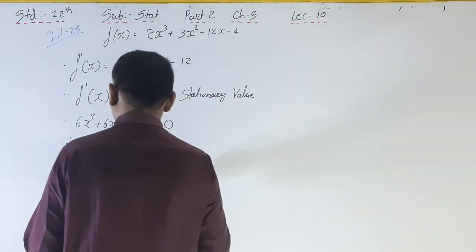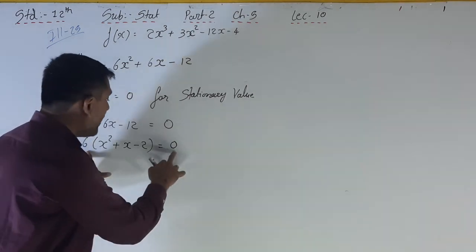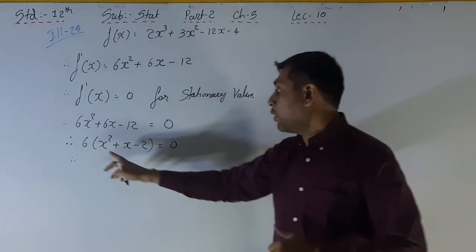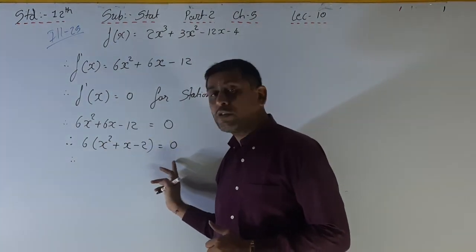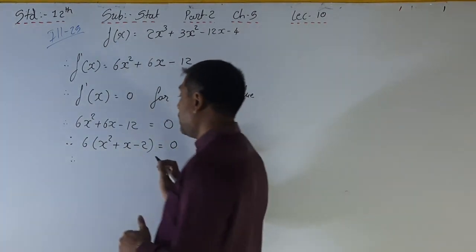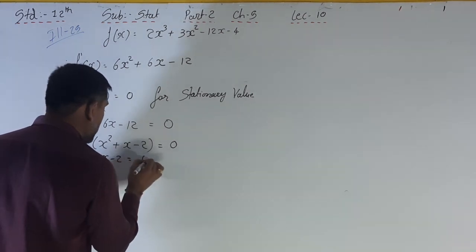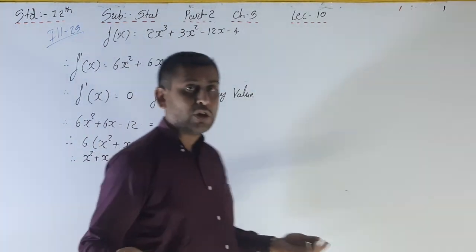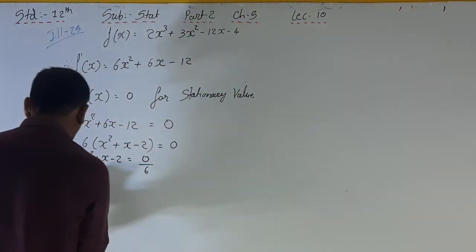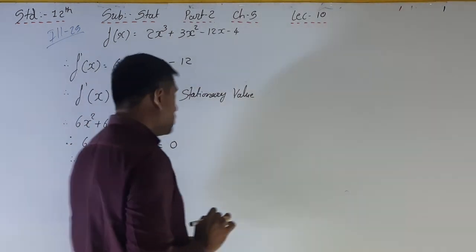Now this 6 is multiplied here, and we have to transfer it to the opposite side of the equal sign, that's why we divide it. What is the remaining? x square plus x minus 2 is equal to 0 by 6, that is 0. So now the remaining is x square plus x minus 2 is equal to 0.